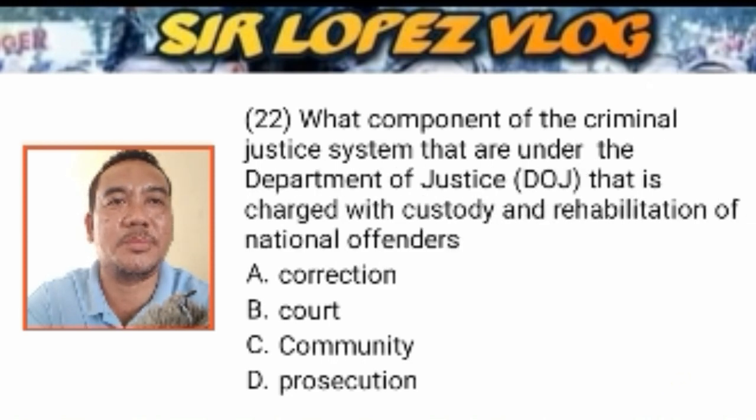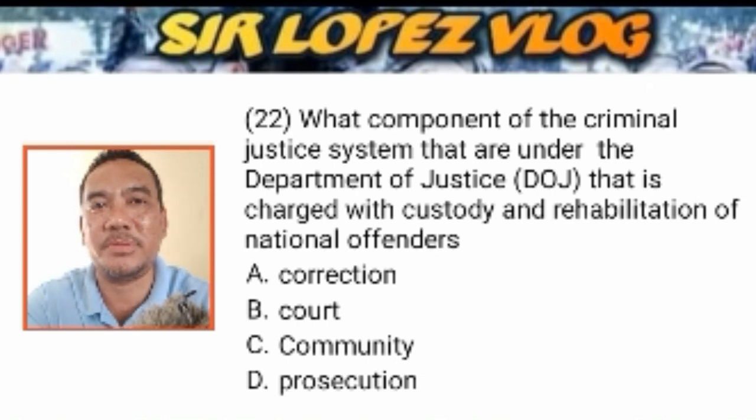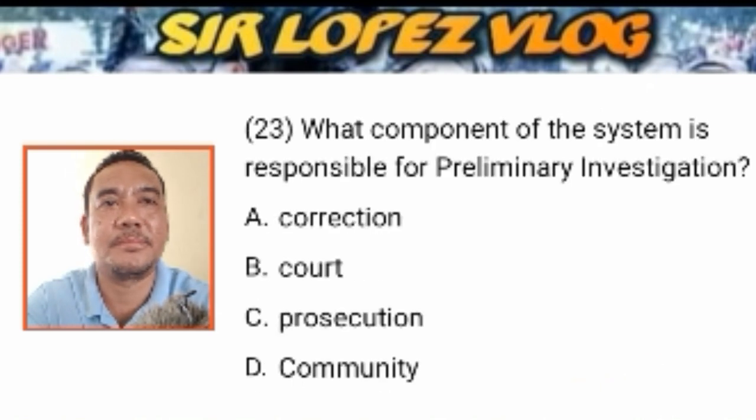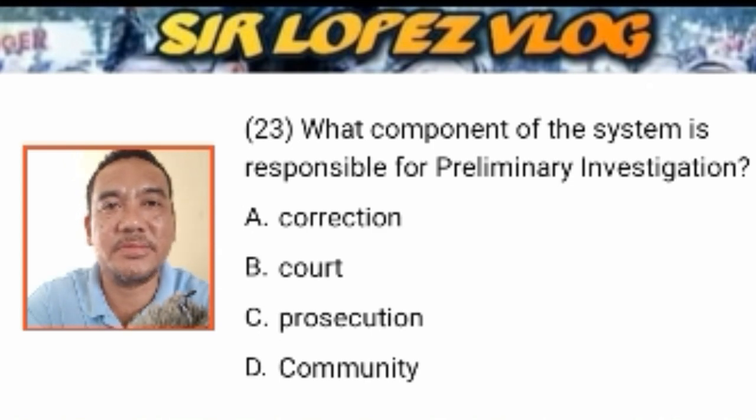What component of the criminal justice system that are under the Department of Justice that is charged with the custody and rehabilitation of national offenders? A. Correction. B. Court. C. Community. Or letter D. Prosecution. 23. What component of the system is responsible for preliminary investigation?